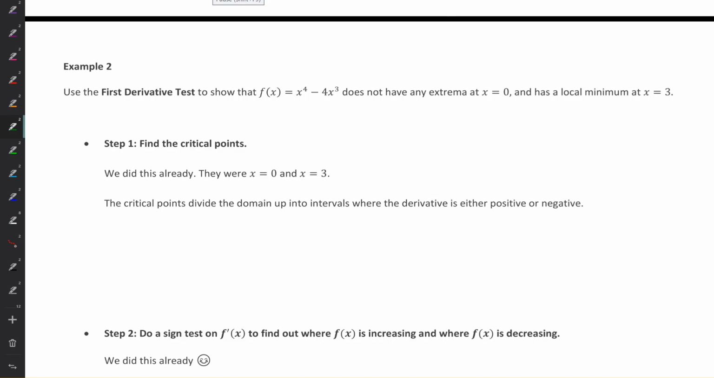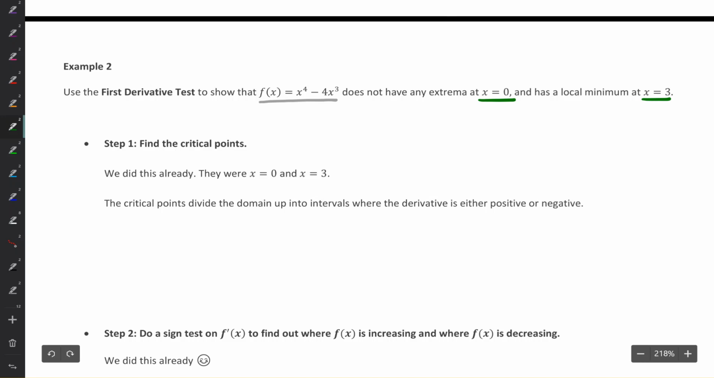Okay, so in this video, we're going to do example 2 and 3 using the first derivative test. Example 2, we've actually already talked about before. We're looking at that same function from example 1, and we want to show that it doesn't have any local extrema at the critical point of x equals 0, and it has a local min at x equals 3.